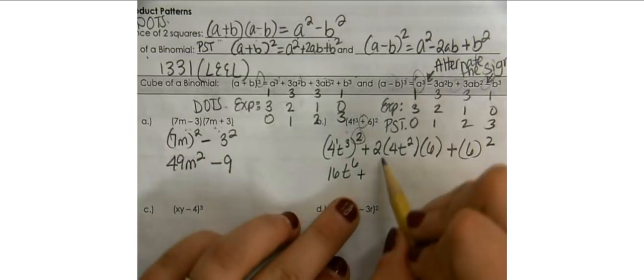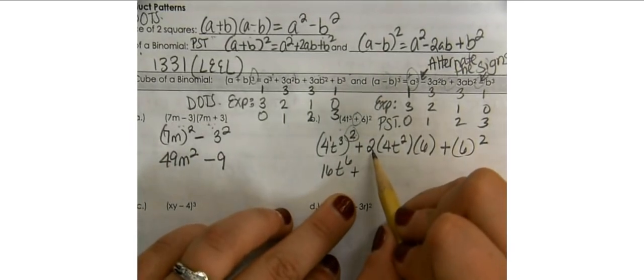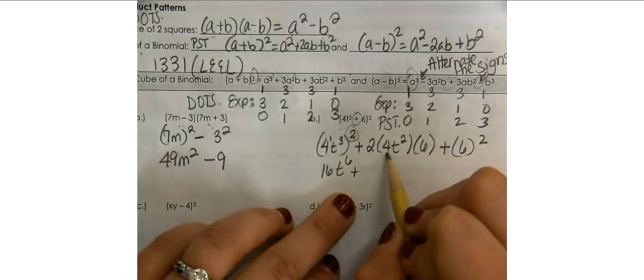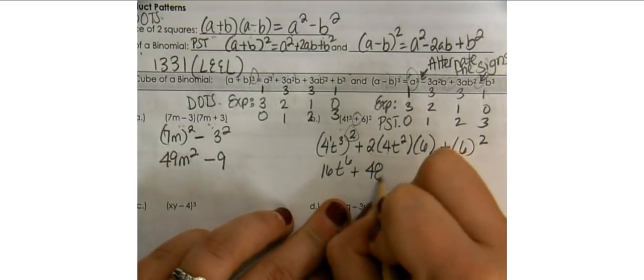Plus, I'm going to multiply all of my numbers together. 2 times 4 is 8, and 8 times 6 is 48. That's going to be 48t squared. Then plus 6 squared, which is 36.